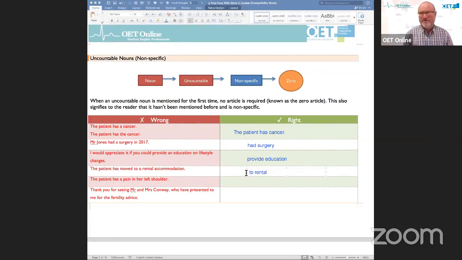So sometimes we use an article because we are referring to something specific, the specific type of accommodation. But in these cases, quite often there are two rules. There's the countable, uncountable rule, and there's also a rule whether we've mentioned something before or whether it's specific or non-specific. Usually, the countable or uncountable rule is the strongest. It's there first. So that is the rule we apply. So he has recently moved to rental accommodation.